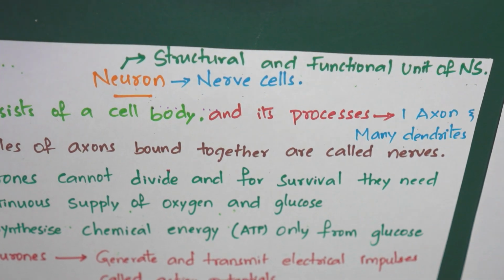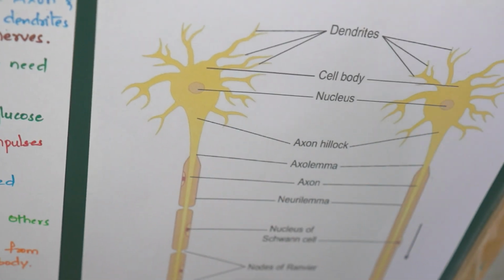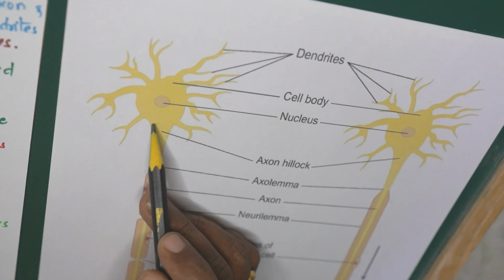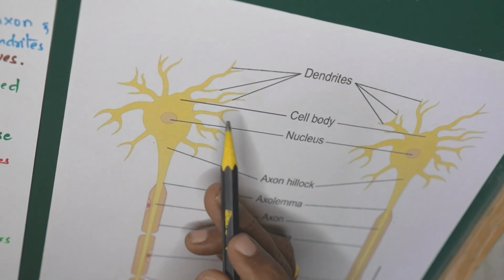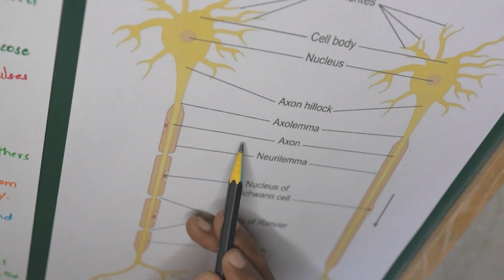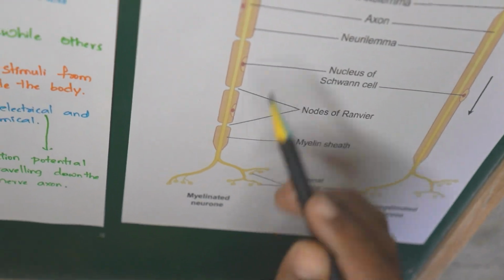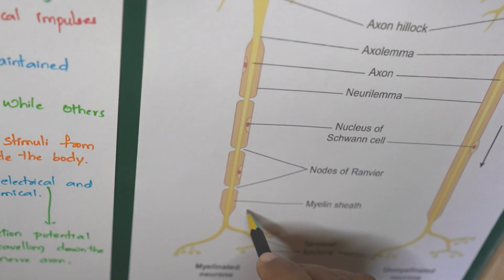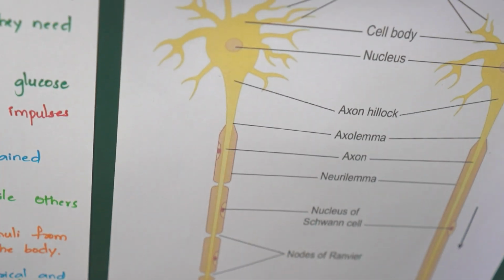You can see here, this is the basic structure of the neuron. This is the cell body. The neuron consists of a cell body, a nucleus is present in the center, and these are the processes, the dendrites as well as the axon. This completely is the basic structure of the neuron, and it is the structural and functional unit of the nervous system. The nervous system contains the neurons for its impulse transmission.